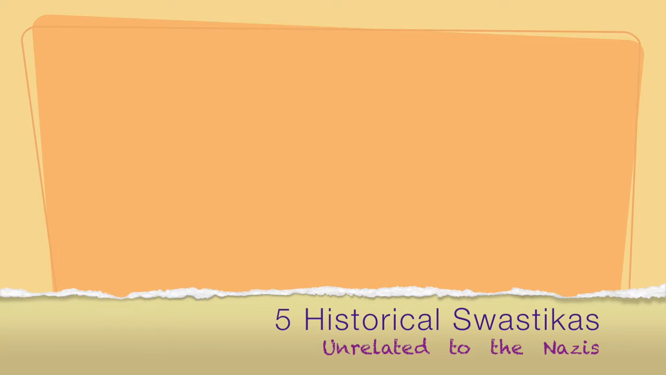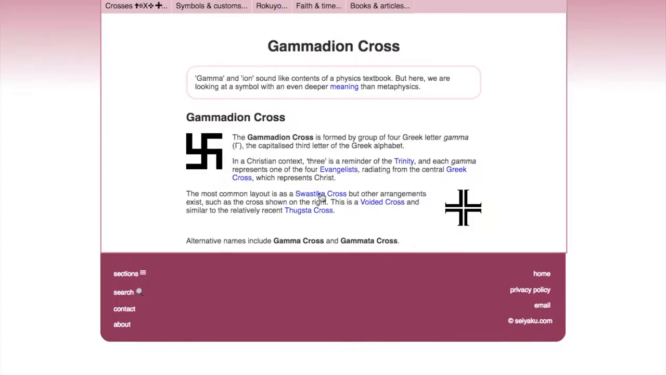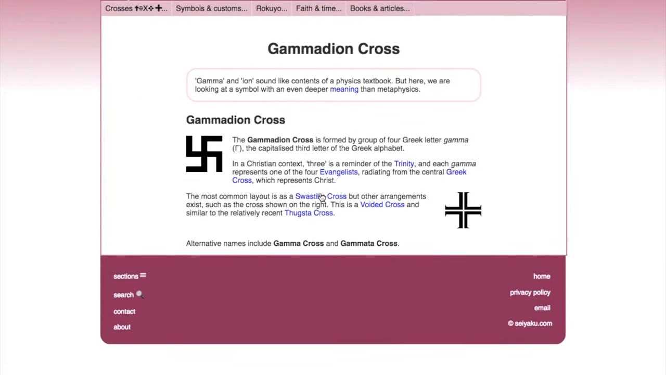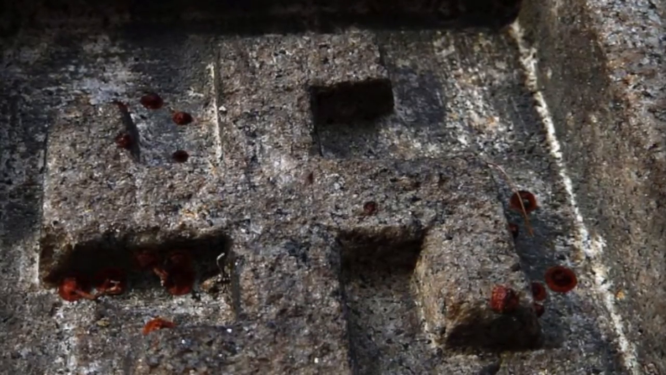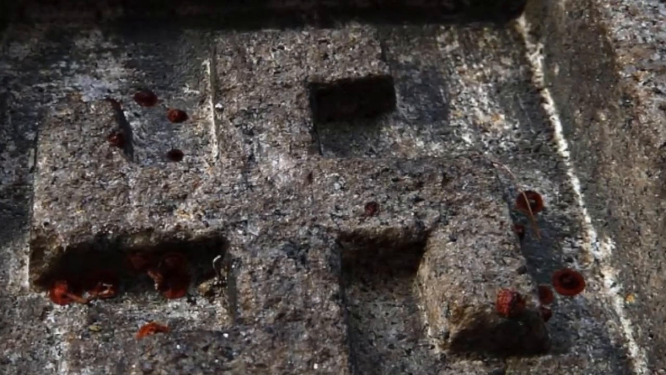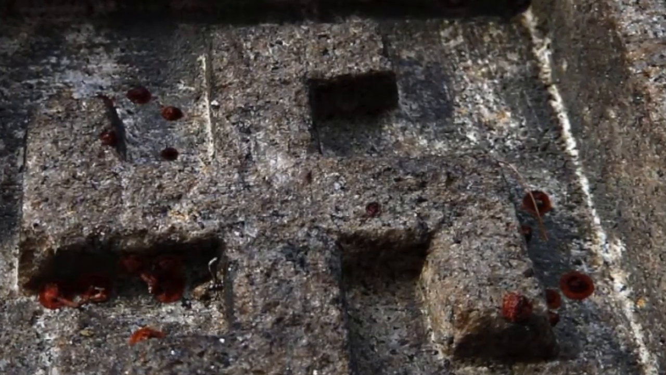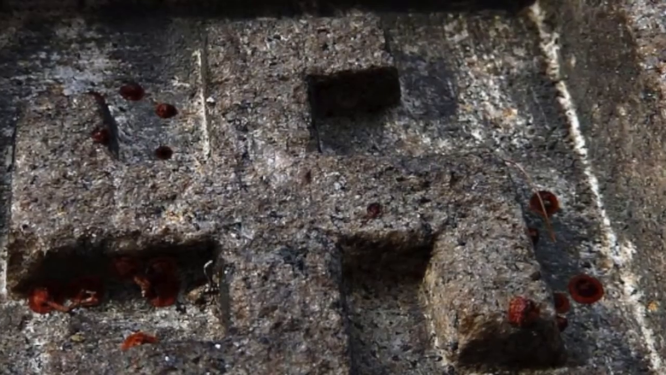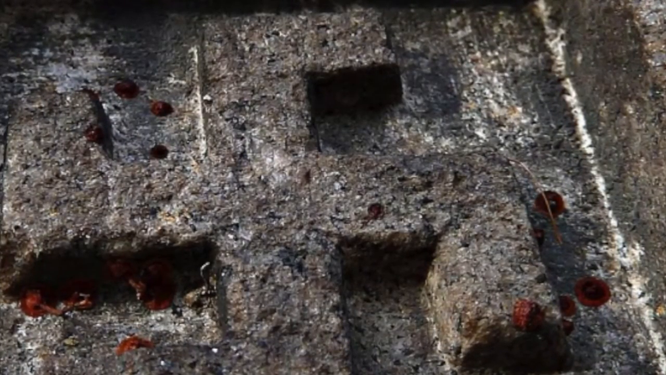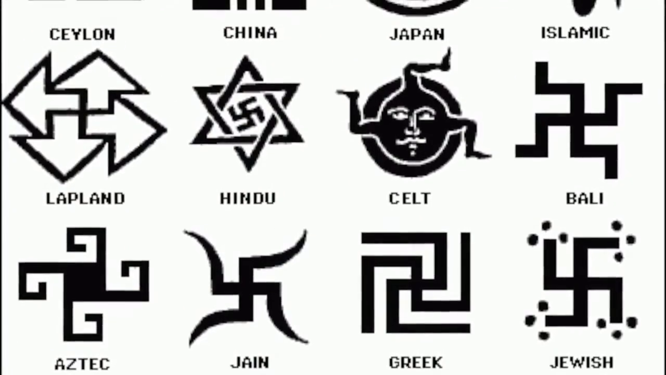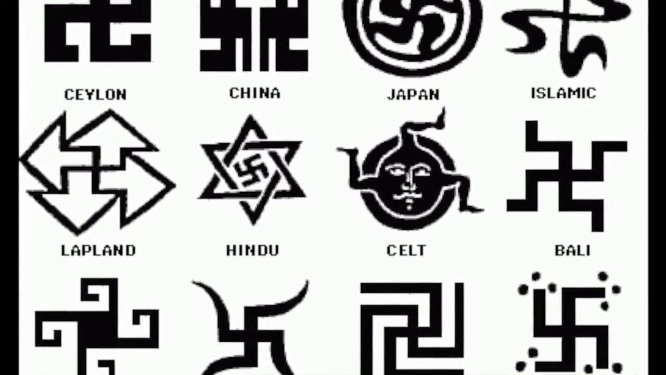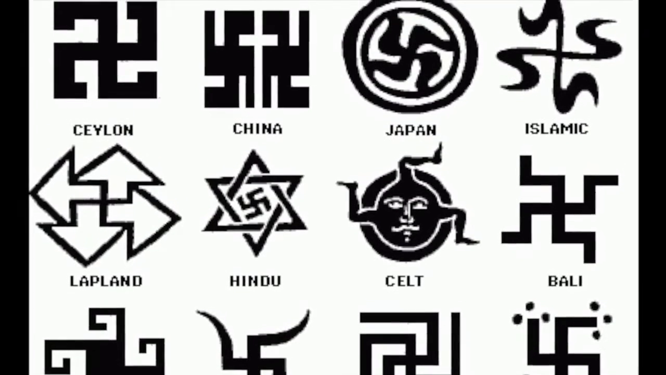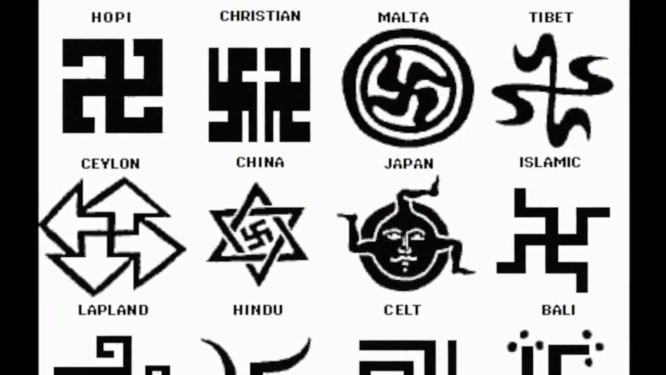Today we are talking about 5 historical swastikas unrelated to the Nazis. Number 1. Gamadion. According to dictionary.com, the noun is a decorative figure composed of a number of Greek capital gammas, especially radiating from a center, as in swastika. The origin of the word, late Greek, is translated literally little gamma. Some early Christians used the Gamadion to represent the cross of Christ.